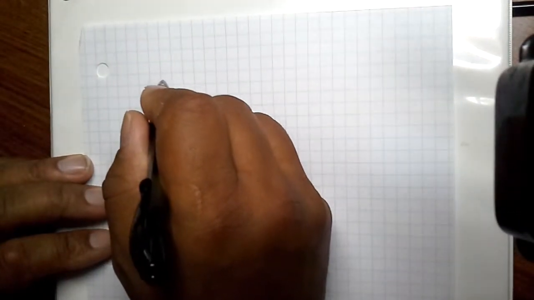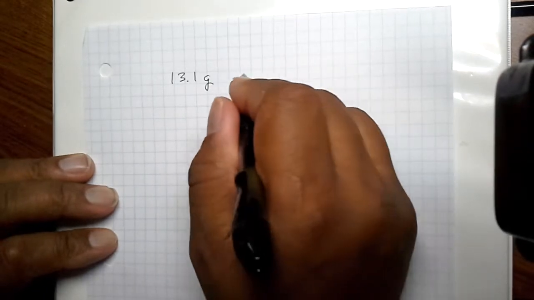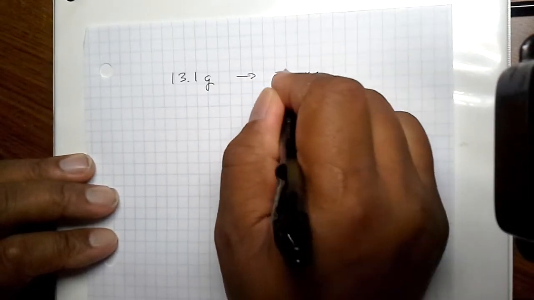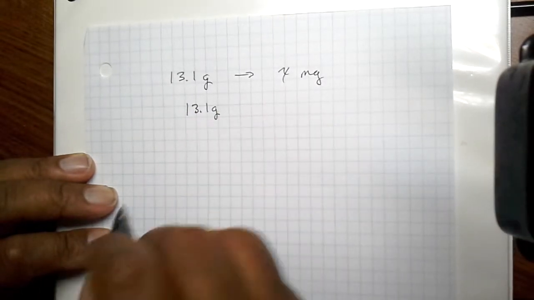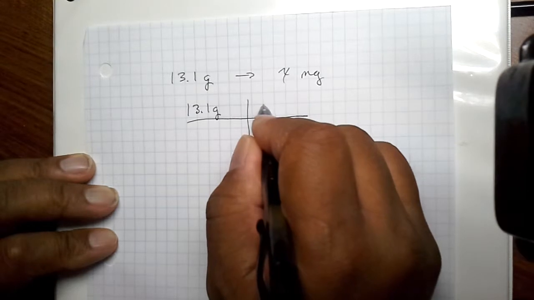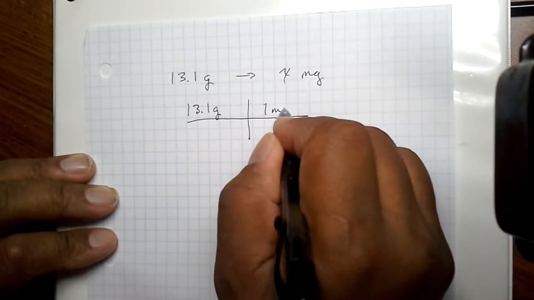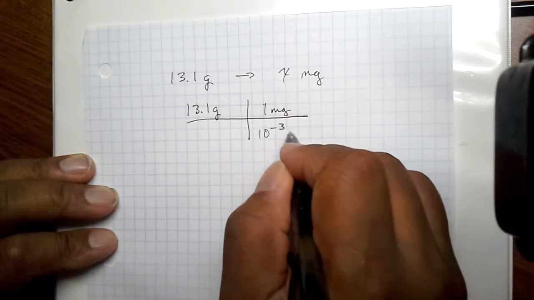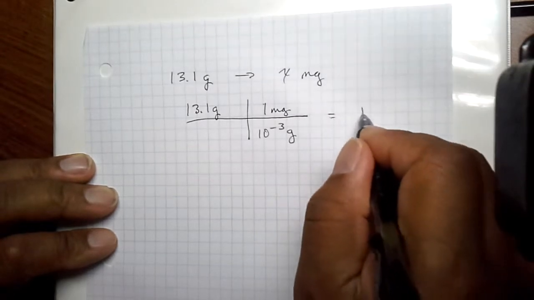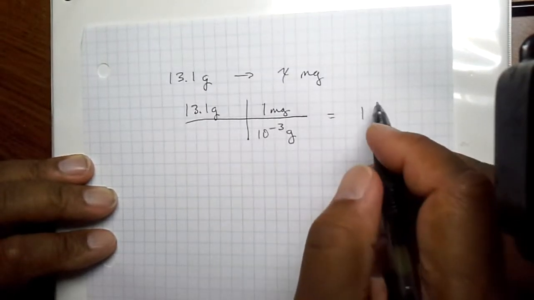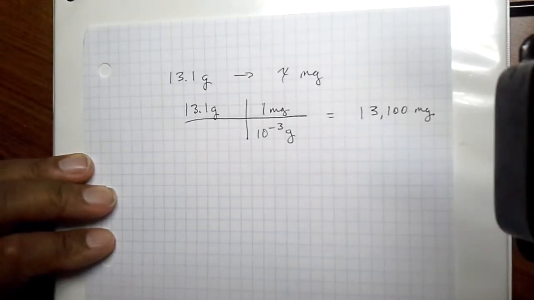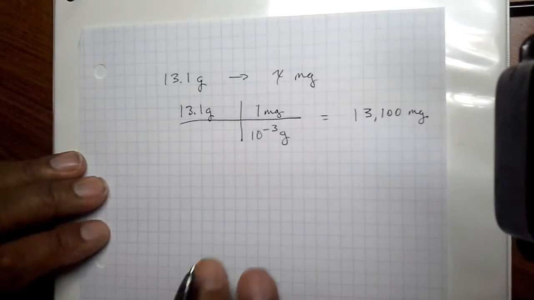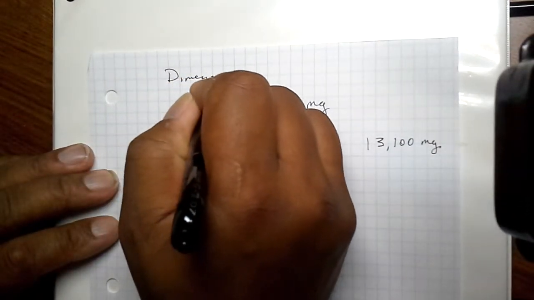So for instance, if I take a number like 13.1 grams, and again I want to go to milligrams. How many milligrams is that? 13.1 grams. We can set up a grid and say, alright, there is 1 milligram per 10 to the minus 3 grams. And our answer will be taking 10 to the minus 3 divided into 13.1, which will give us 13,100 milligrams. Alright, so that is the concept behind dimensional analysis.